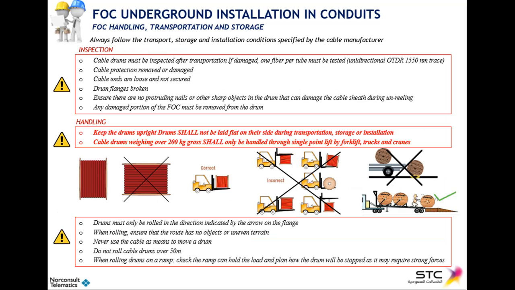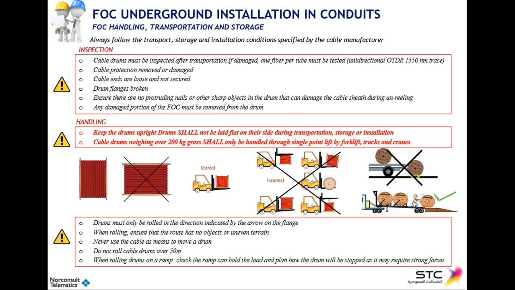Regards cable drums, they must always be inspected when first delivered by the manufacturer to the contractor's warehouse, and also when transported from the warehouse to the site. Always inspect the cable drums and look for protections removed or damaged, cable ends loose and unsecured, drum flanges broken. So you must ensure that the cable in the cable drum is undamaged and perfectly operational at those sites where you are installing it.